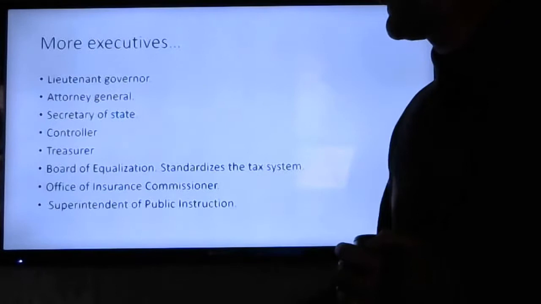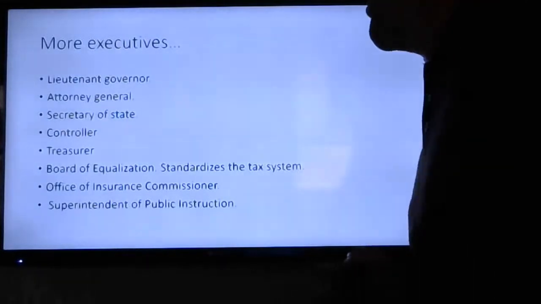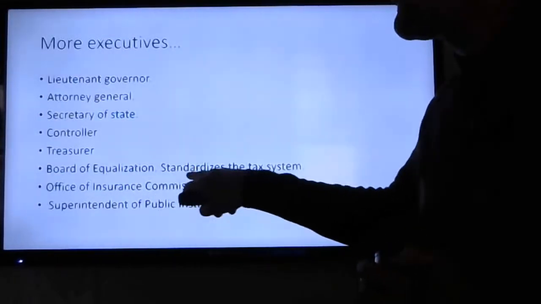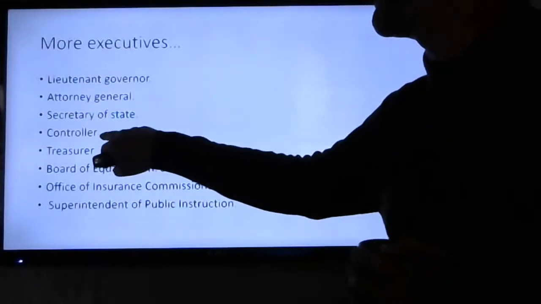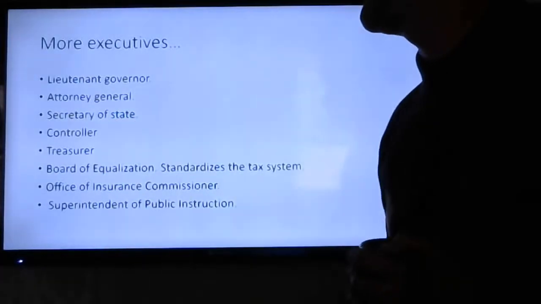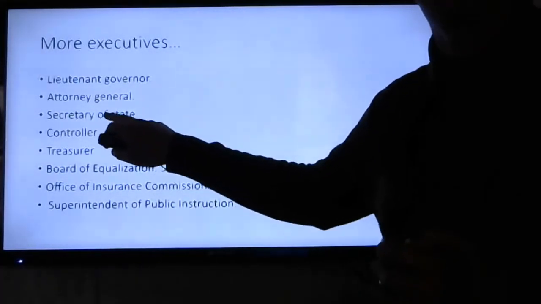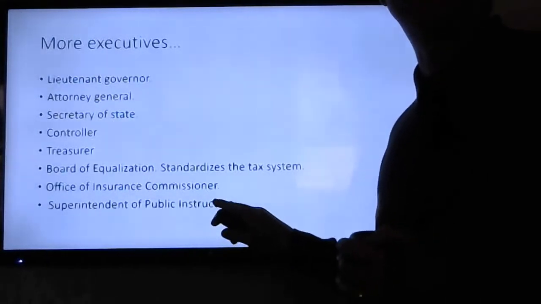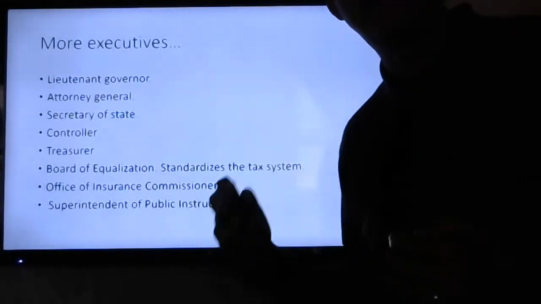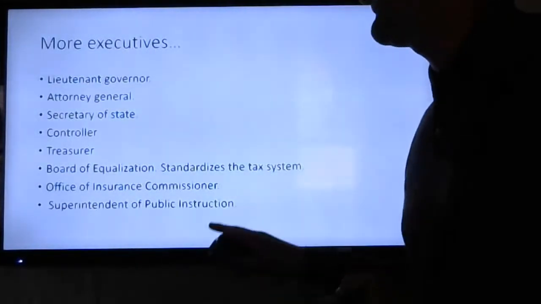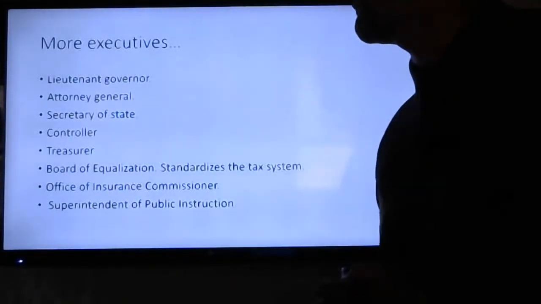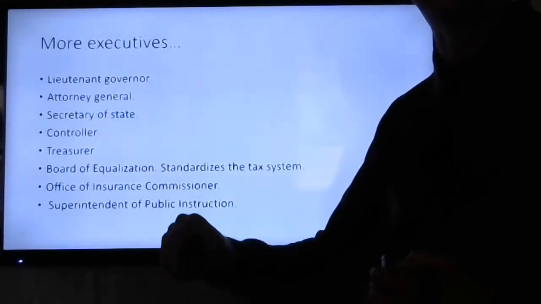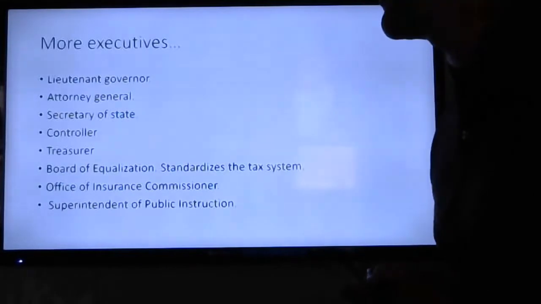This is the list of executives. It's pretty long. Superintendent of Public Instruction, Insurance Commissioner, Board of Equalization, which standardizes the tax system, Treasurer, Controller, Secretary of State, Attorney General. Attorney General is important. Secretary of State's important. Board of Equalization is important. Insurance Commissioner has a decent amount of power in its limited realm. Same with the Superintendent of Public Instruction. Lieutenant governor is largely ceremonial, but if the governor dies or is incapacitated, you get to be governor.